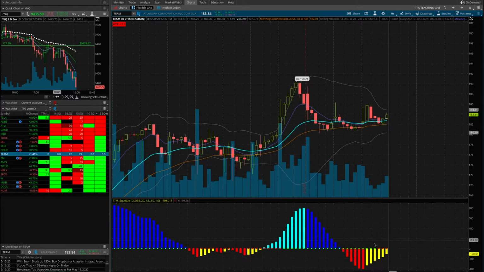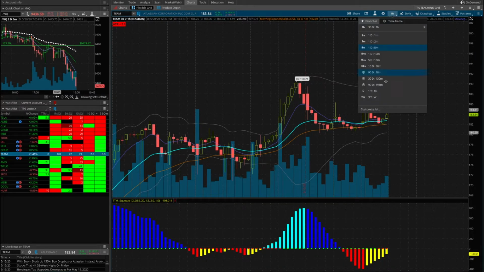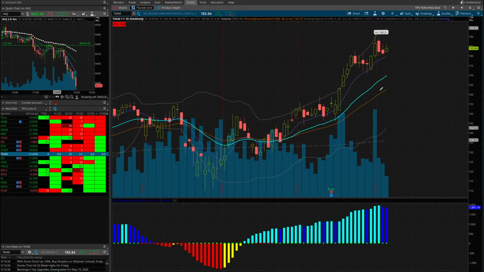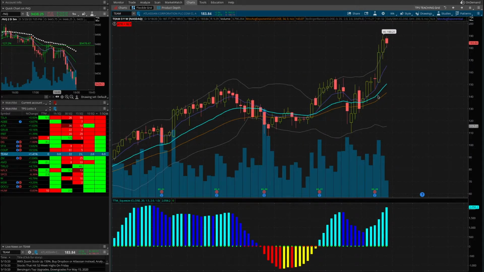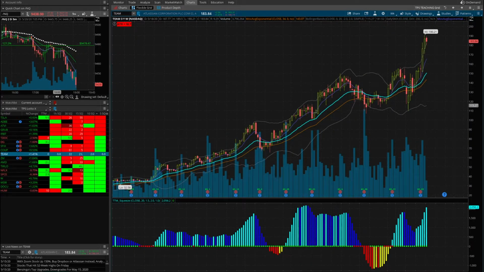Do we have a squeeze? Yes, squeeze forming and momentum is pushing towards positive. Let's see if TEAM is in a trend. What do we have on the daily? That looks pretty good on the daily. It is in an uptrend. Let's just double check the weekly. It looks like we are just under all-time highs at 190.21 on TEAM.